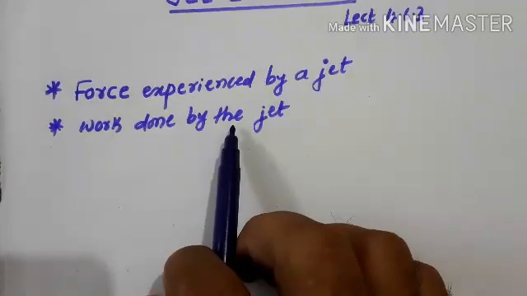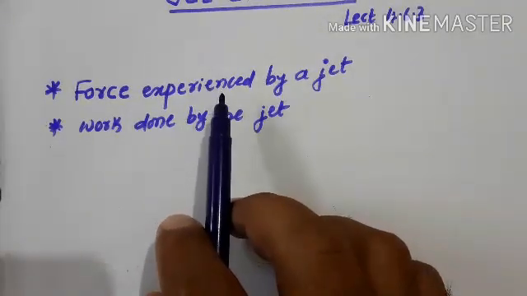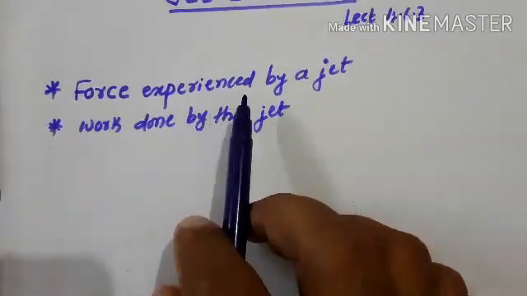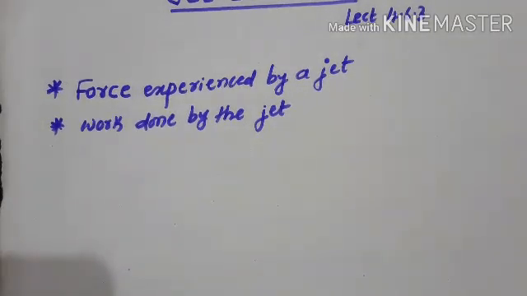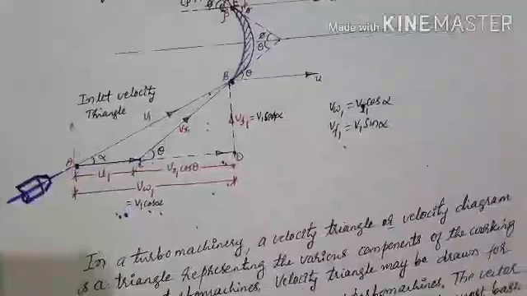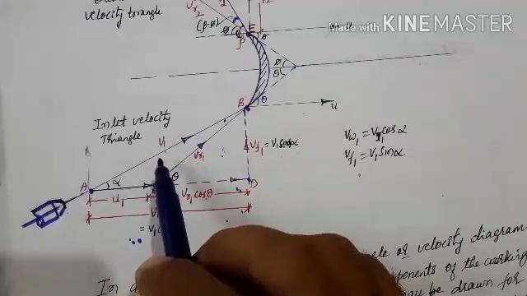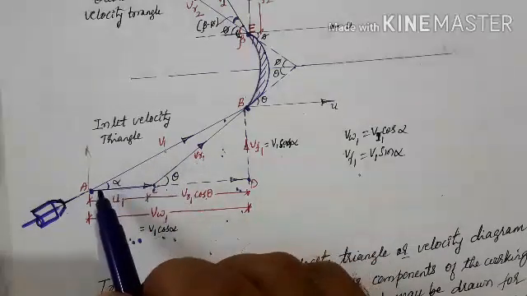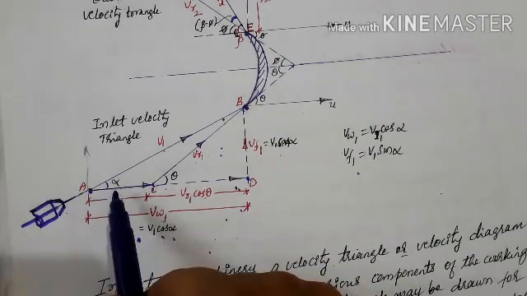This is a very important derivation. You have to construct a velocity triangle at inlet and outlet of the blade, and from it calculate the force experienced by the jet as well as the work done by the jet. In the inlet velocity triangle, v1 represents the absolute velocity of the jet at inlet, and angle alpha made by v1 is called the guide blade angle, or the angle at which the jet enters the vane.